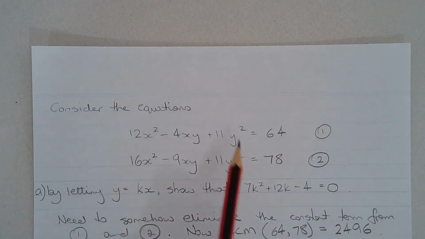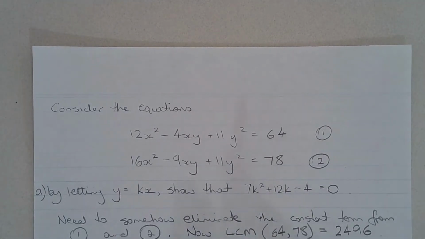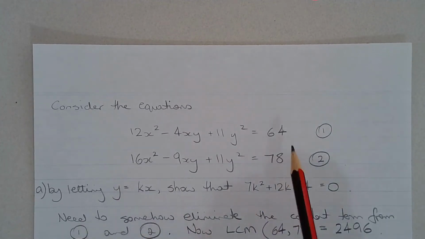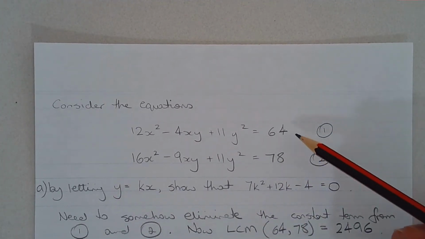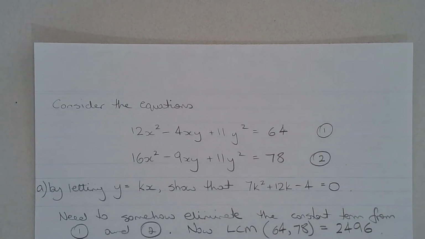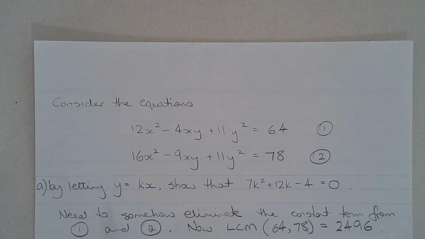On the left-hand side, it looks quadratic, doesn't it? It resembles a quadratic equation. We need to have everything on the left-hand side and nothing on the right-hand side, that was 0, in other words. So let's try something here. If I could find the lowest common multiple of 64 and 78, your calculator can actually work that out for you. You don't have to do that manually.